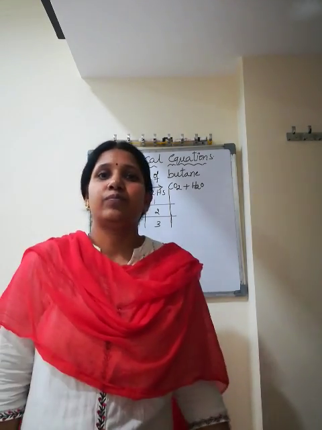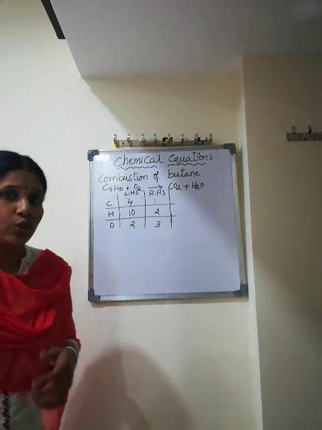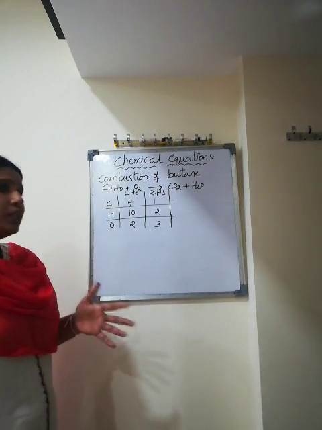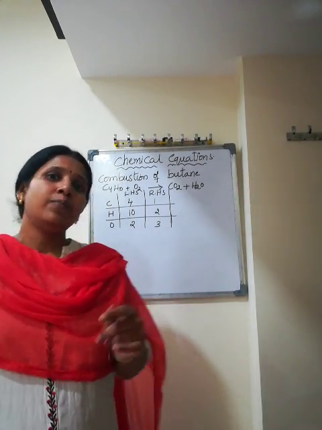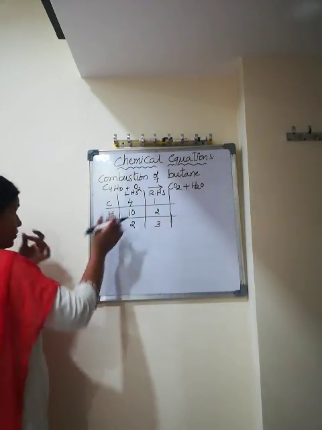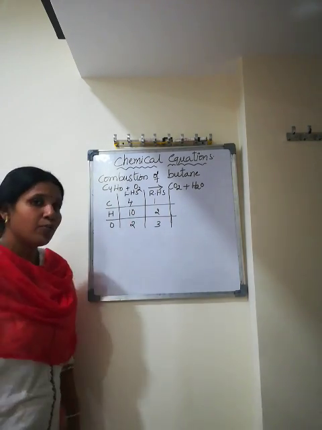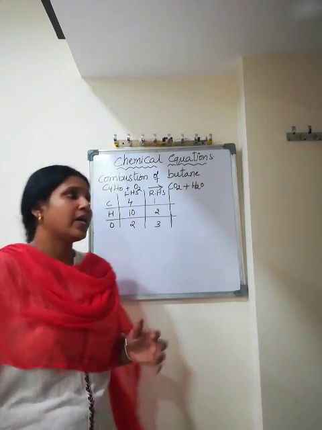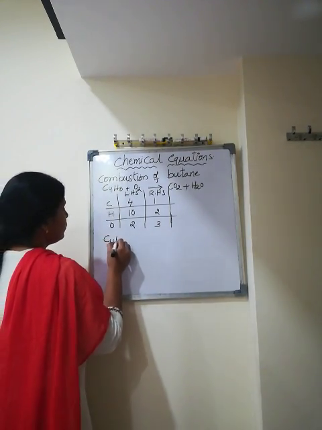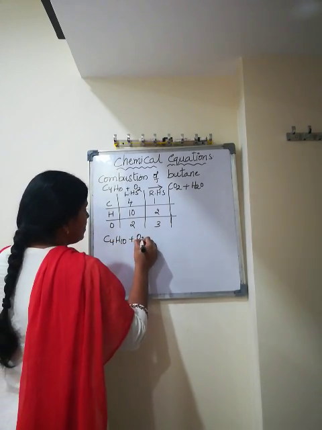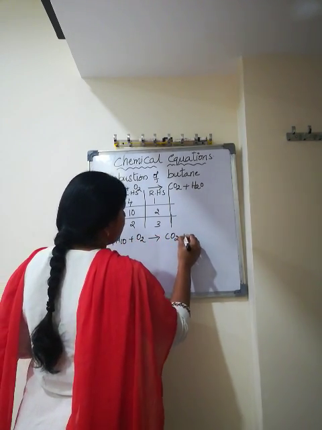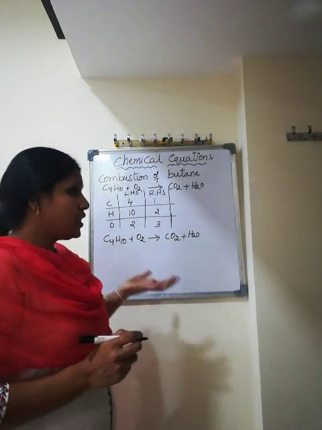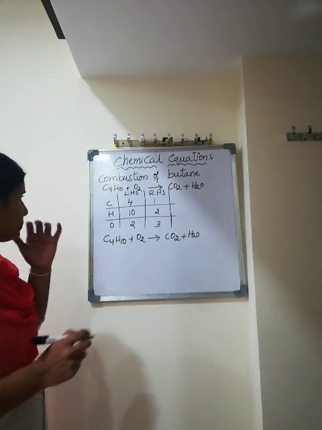Now, while starting to balance, I already told you, we have to start balancing the chemical equation with the atom which is more in number. If you observe this table, you can see that hydrogen atoms are more in number. So you have to balance the equation by starting with hydrogen atoms. C4H10 plus O2 gives rise to CO2 plus H2O. So we are balancing with hydrogen atoms.